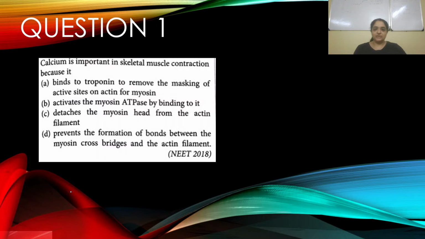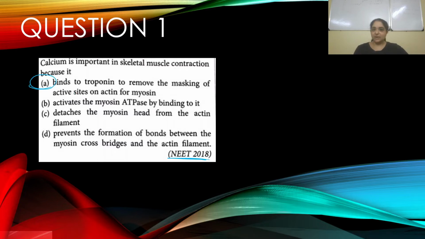Calcium is important in skeletal muscle contraction because... this appeared in NEET 2018. We have 4 options. Let's go through the options. A. Binds to troponin to remove the masking of active sites on actin for myosin. B. Activates the myosin ATPase by binding to it. C. Detaches the myosin head from the actin filament. D. Prevents the formation of bonds between the myosin cross bridges and the actin filament. Okay, so it is clearly A.